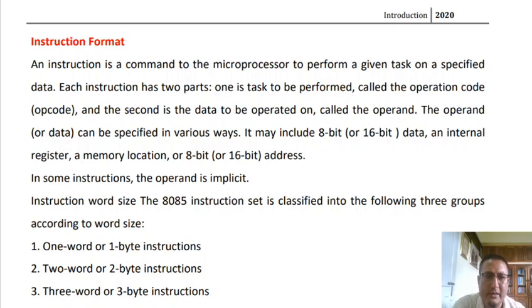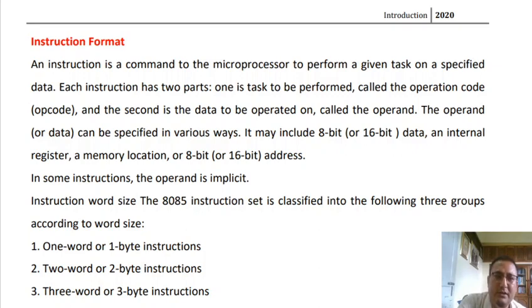Now instruction format. As we have already discussed, an instruction is a binary pattern designed inside a microprocessor that is capable of performing some specific function, right? So each instruction has two parts in it, right? That's one important thing that you need to remember. The first one is the task that is to be performed, that is called the operation code, and the second one is the data to be operated on, that is called the operand. Again I'll repeat it. Each instruction has two parts.